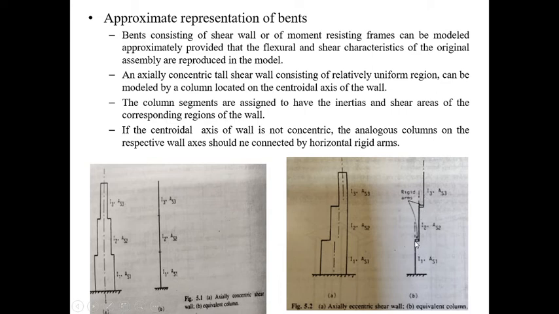Now these three columns will be connected by a horizontal rigid arm. Here you can see this is the rigid arm which connects this column to the first column. This is the rigid arm which connects the third column to the second column. So this is the case when the centroidal axis is not concentric. The same way here, whatever inertia and shear area there is has to be represented in the model. So here also I1 AS1, I2 AS2, I3 AS3, whereas here you will have the rigid arms.